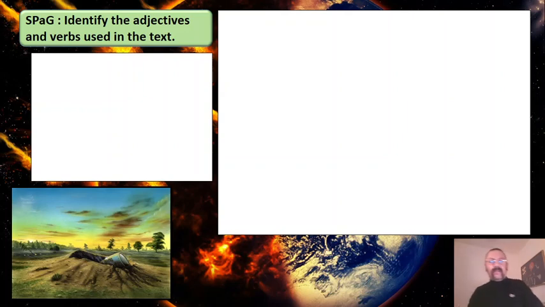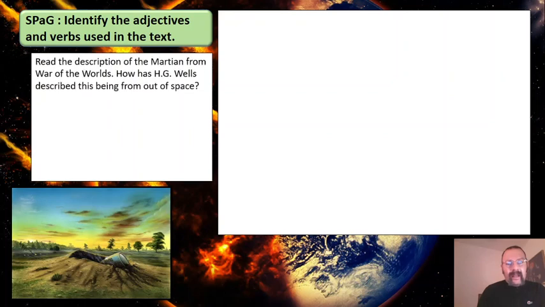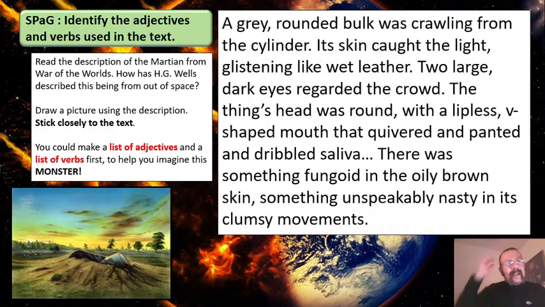I hope you're enjoying the entry into War of the Worlds, one of my favourite books of all time. We're going to start today's lesson by looking at a passage of the text, and I'd like you to read this description of the Martian, okay? And then using H.G. Wells's description, I want you to draw a picture of this Martian, okay? But you have to stick closely to the text.